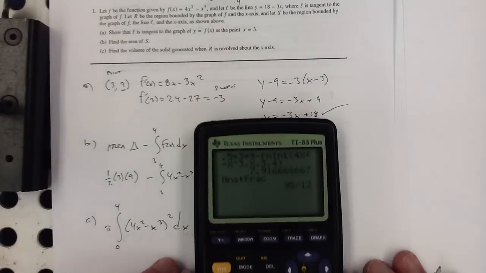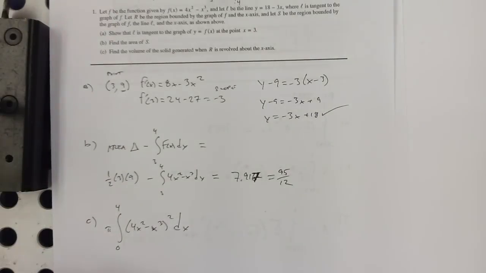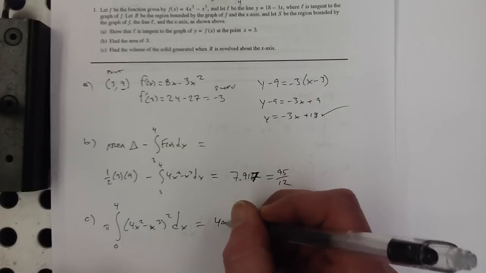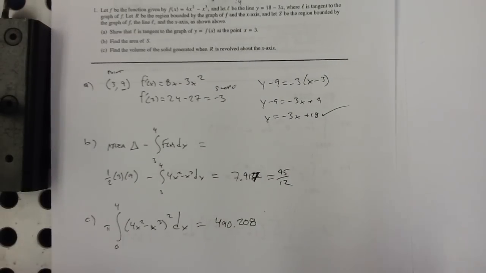Again, you could do that by hand, but you'd be crazy because we've got our calculators active here. So let's see, I got pi times math 9 of parentheses 4x squared minus x cubed all squared comma x comma 0 comma 4, and that is 490.208. And that checks out with our key.